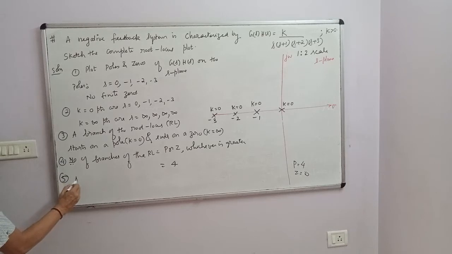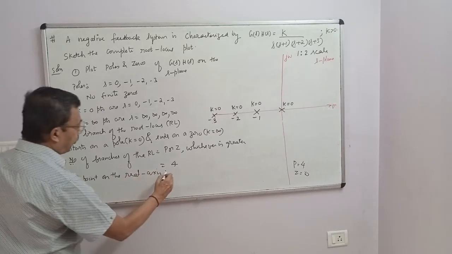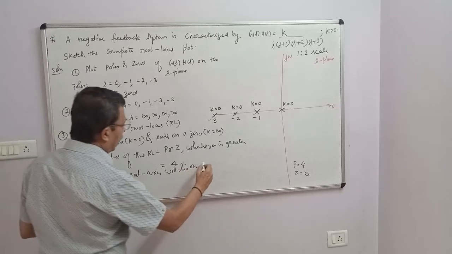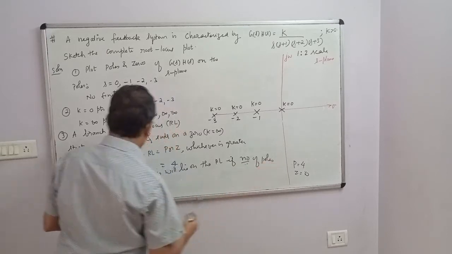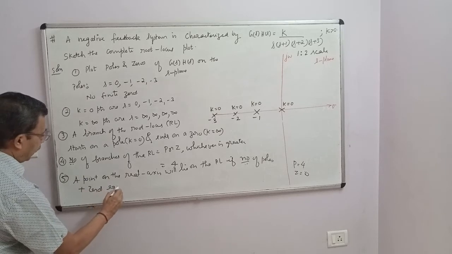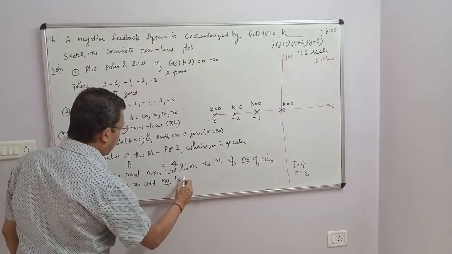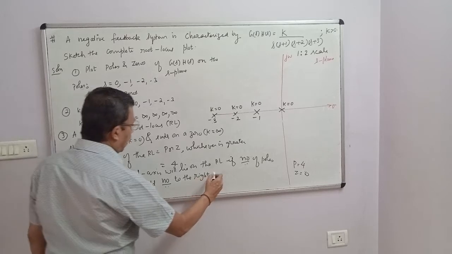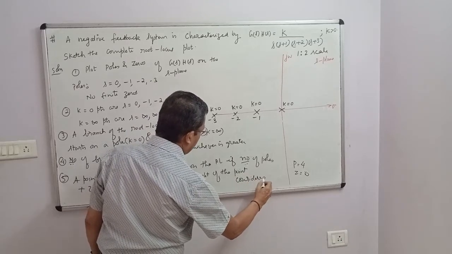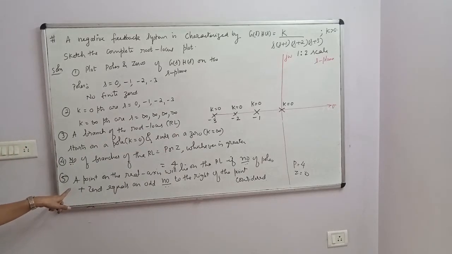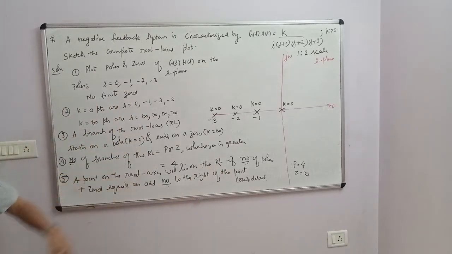Next point, a point on the real axis. A point on the real axis will lie on the root locus if number of poles plus zeros equals an odd number to the right of the point considered. You start writing notes along with me.